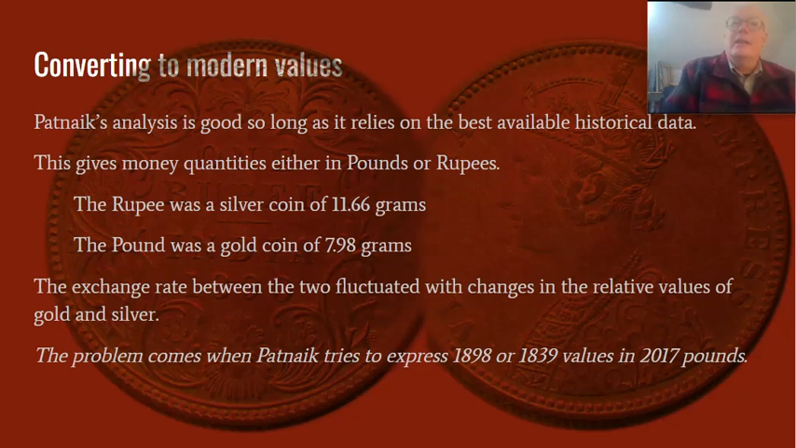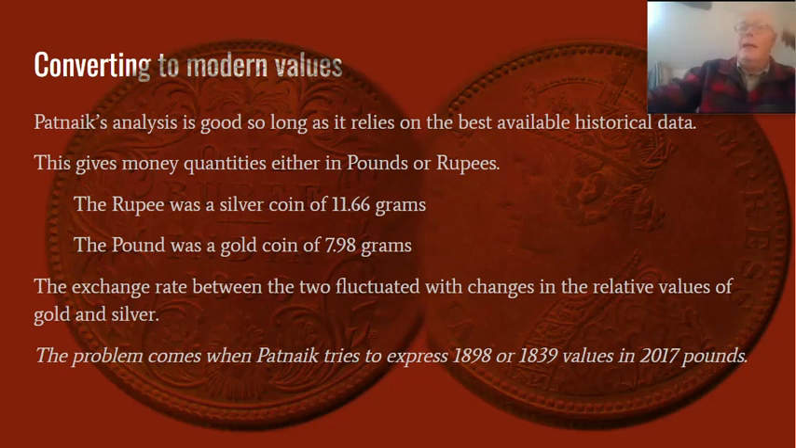Her analysis is fine so long as it relies on the best available historical data, leaving aside quibbles about the council bills mechanism. The historical data gives money quantities in either pounds or rupees. Now, in the 19th century, both India and Britain had precious metal currency, except that India was on a silver standard, Britain was on a gold standard. And the rupee was a silver coin of 11.66 grams, and the pound was a gold coin of 7.98 grams. And the exchange rate between the pound and the rupee fluctuated with changes in the relative values of gold and silver, because this is the classic metallic money system that Marx describes in Capital.